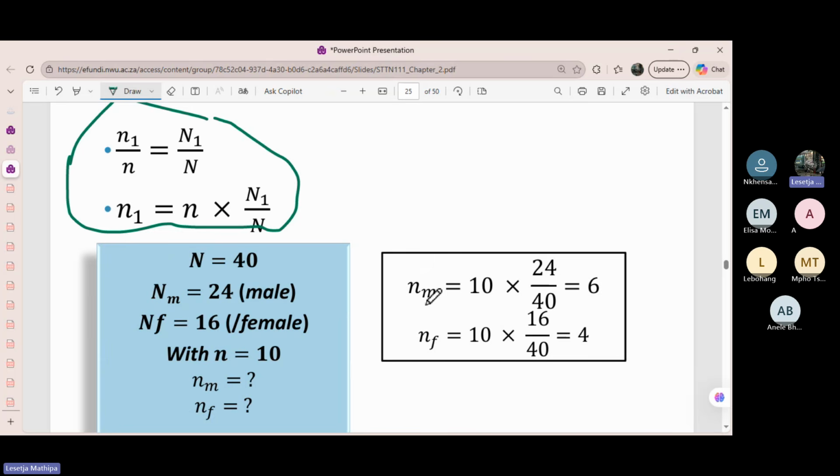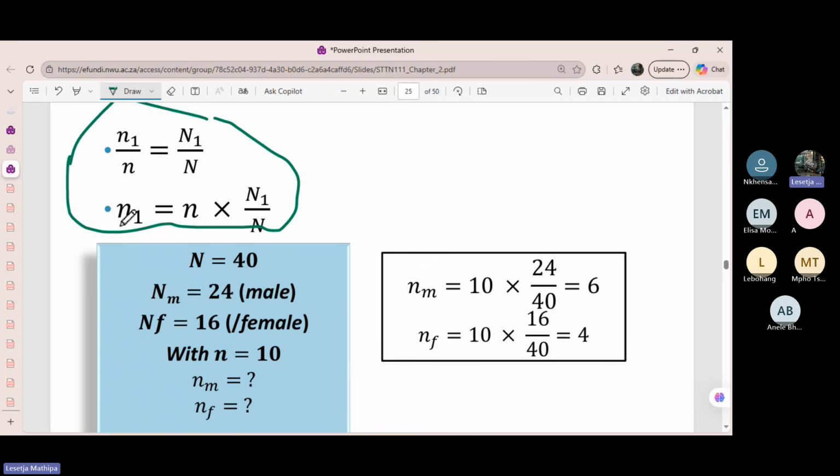We're given the population stratum size of male, which is 24. We're also given the population stratum size of female. But the question requires you to find the sample stratum size of male. How do you do that? You use this formula; you can use either this one or this one. We use it to find the sample size of each stratum.